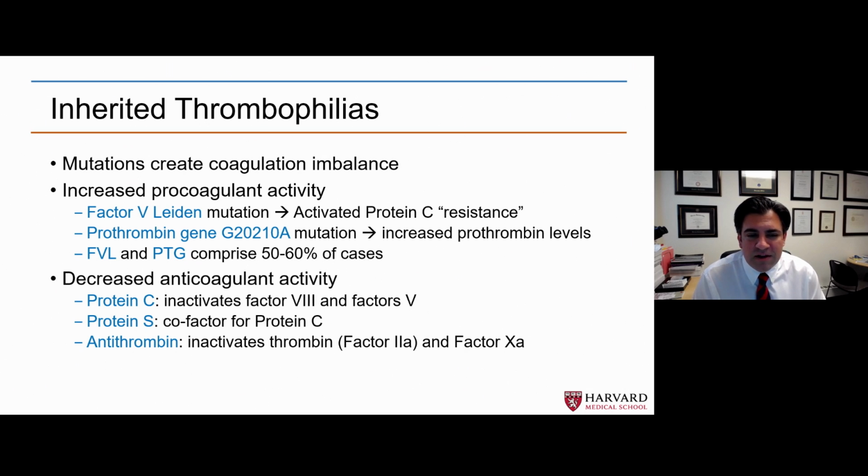Several of the inherited mutations will lead to decrease in anticoagulant activity, such as protein C, protein S serving as a cofactor for protein C, or mutations in the genes for antithrombin, which circulates to inactivate thrombin and factor Xa primarily.